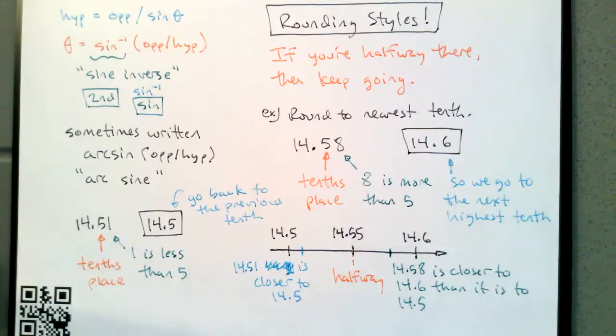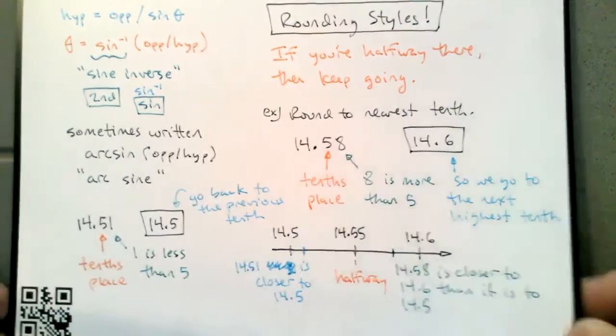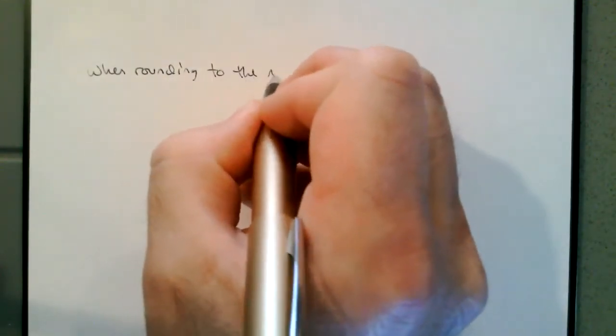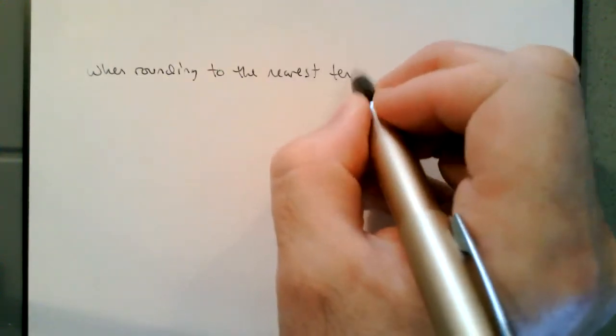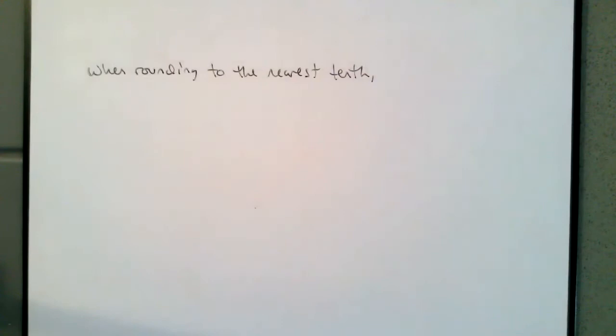All right. So there are some things that we have to keep in mind. When we're rounding to the nearest tenth, you have to fill in the tenth spot. If you're rounding to the nearest tenth, there's got to be something in the tenth spot, even if it's a 0. So when rounding to the nearest tenth, there has to be a digit in the tenth place.